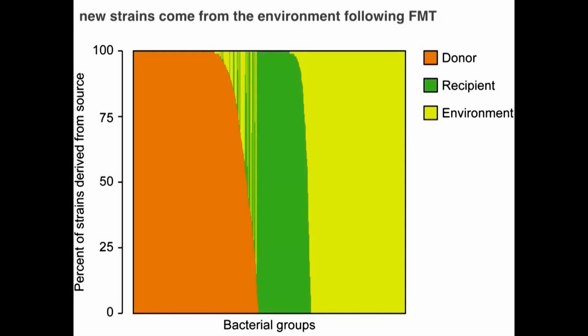And in general, we can look across all of these events and figure out that it looks like roughly 40%, in 40% of the cases, the donor strains actually engraft in the recipient. And in like 20% of the cases, it looks like the recipient before the FMT, and then the rest of the time you get environmental strains coming in.